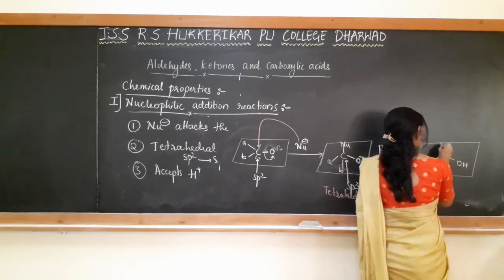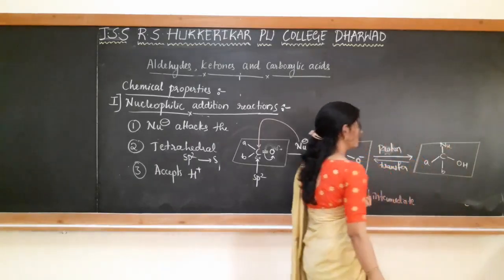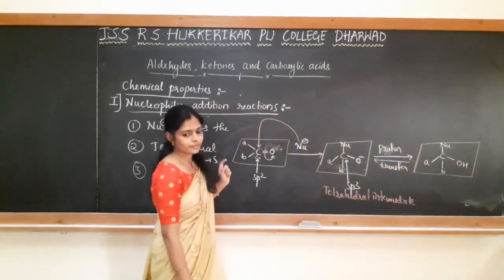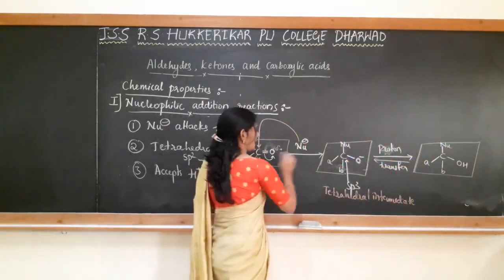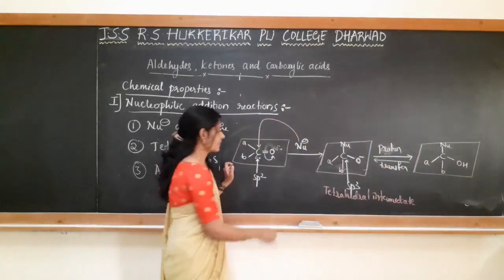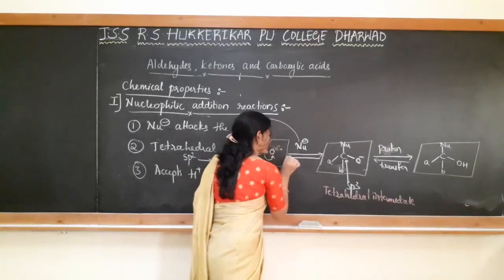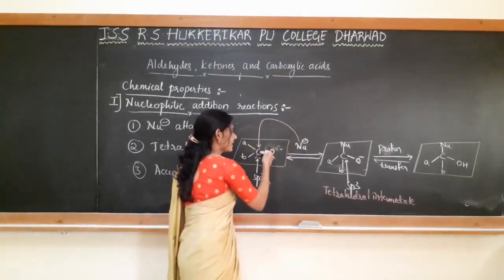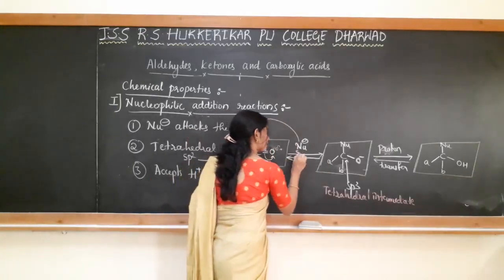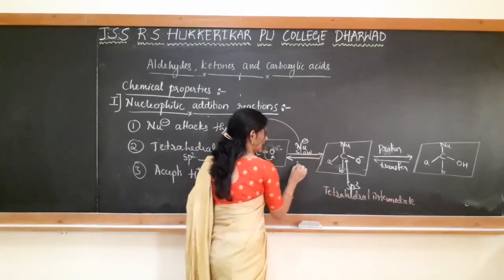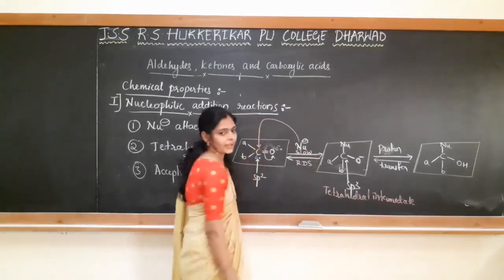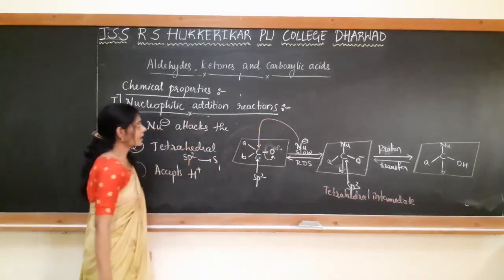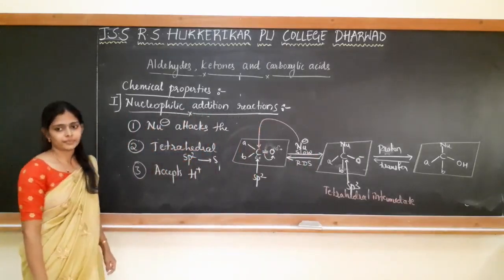So this is how the nucleophilic addition reaction takes place. Clear? This is the first step, where the nucleophile attacks the carbonyl carbon. This is the slow step and the rate determining step. So this is how the reaction takes place.